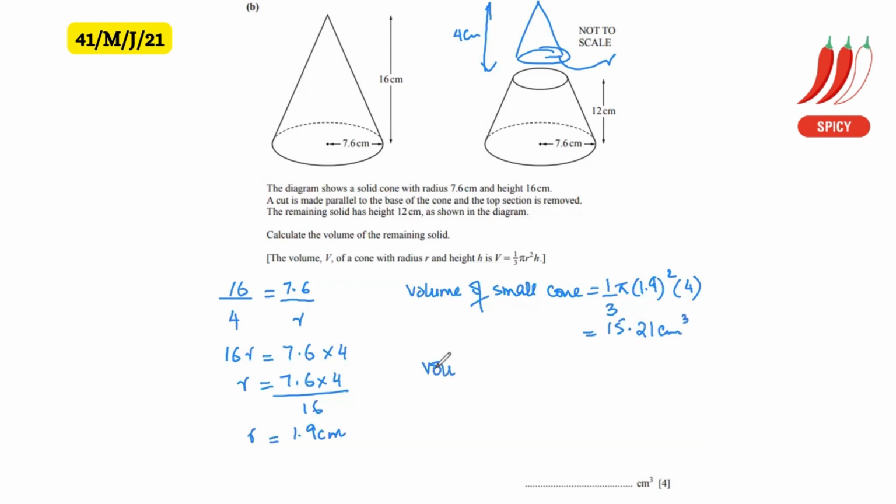So the volume of the remaining solid is going to be the difference of the volume of the big cone and the small cone. Now, to find the difference, we need the volume of the big cone as well.